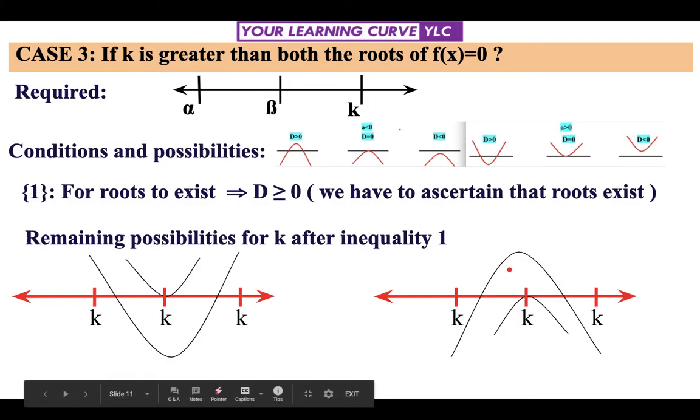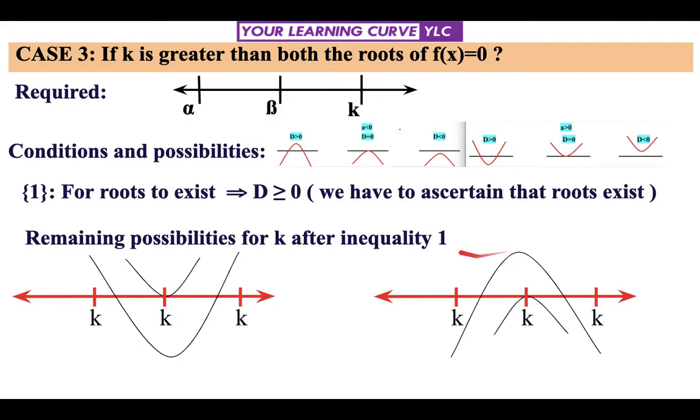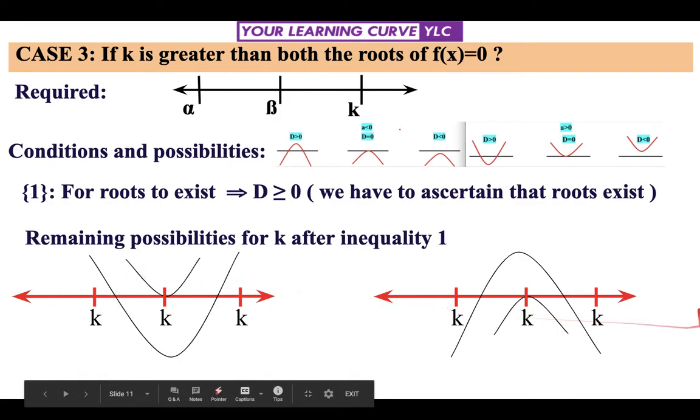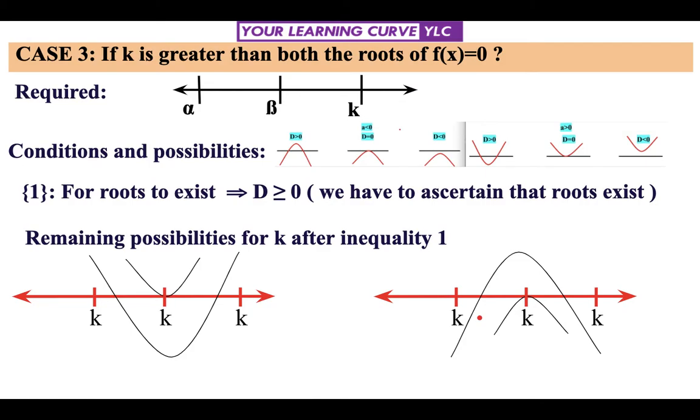So let's see which cases we need. We need k to lie outside the roots. We have to eliminate the part lying in between the roots. So we know that for a number lying between the roots, a·f(k) is negative. a·f(k) is negative only in between the roots, and a·f(k) is positive beyond the roots.